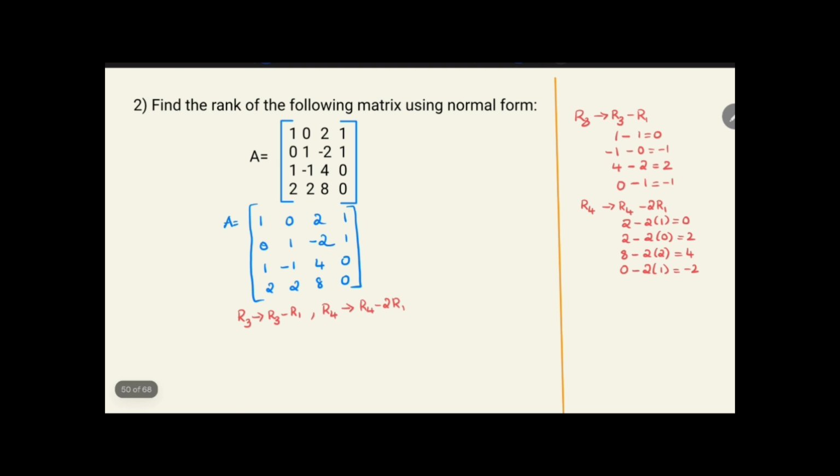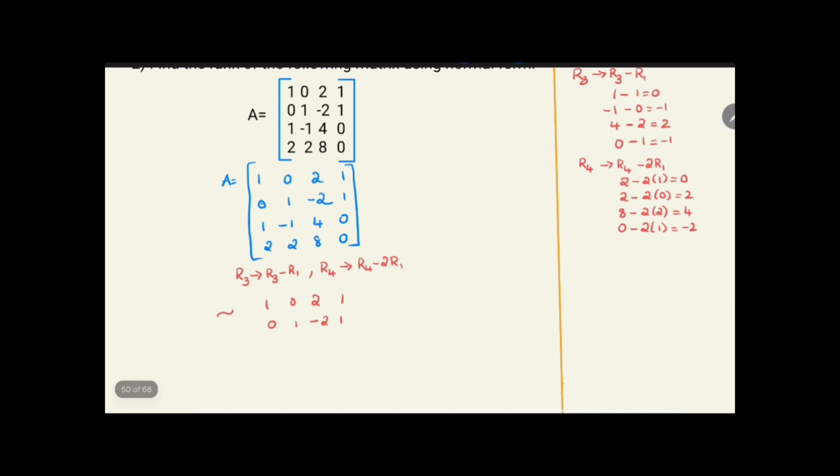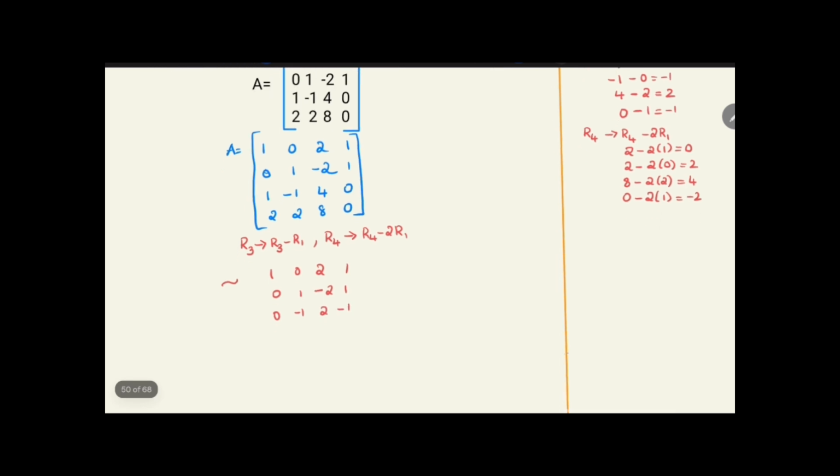Now we'll write down all these elements here. So what will be the matrix here? The first row and the second row remain the same, that is 1 0 2 1, 0 1 minus 2 1. Now what are the new elements of R3? These are the new elements of R3, that is 0 minus 1 2 minus 1, and R4 is 0 2 4 minus 2. Is that clear, students?